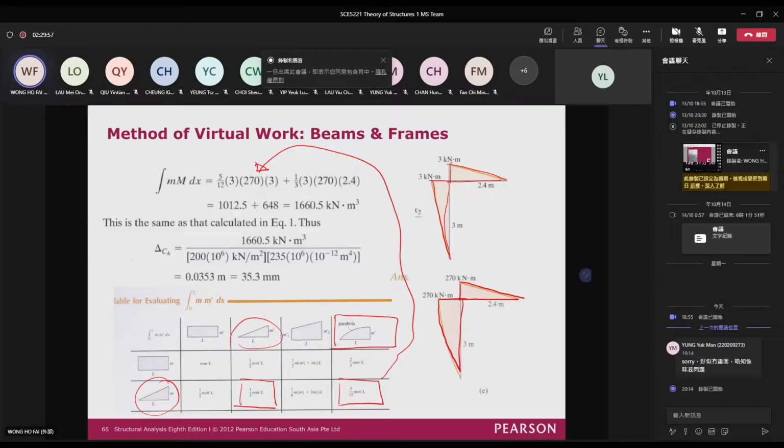5/12 times 3, times 270, times 3. And this one is the expression for this. Then again, you can use the integration table to find the values, 1660.5. By substituting the values of E and I, you can find the answer for the horizontal displacement, which is equal to 35.3 mm.